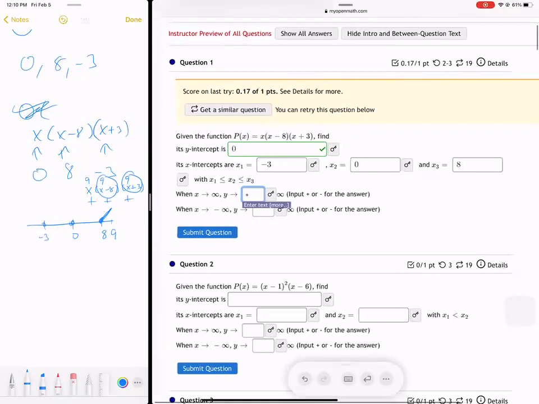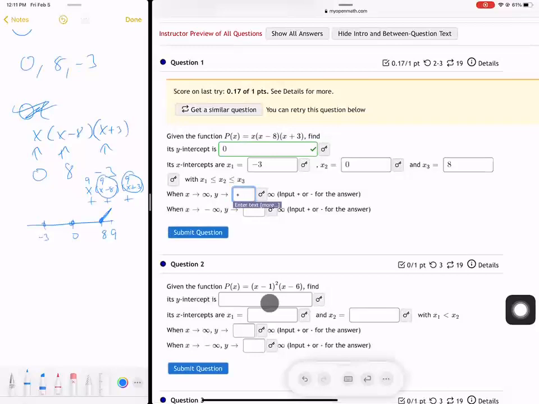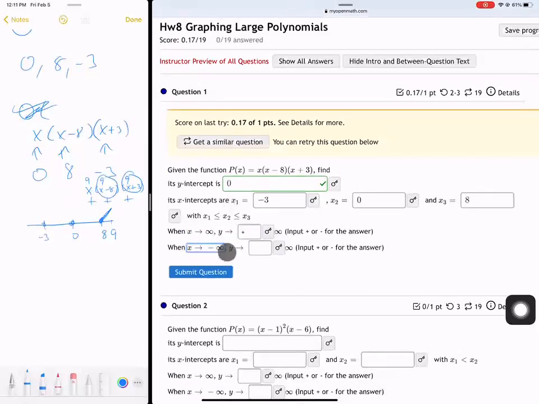How about on the left side? As x gets closer to negative infinity here, see that's negative infinity? That means we're going to the left. Let's take a look at the graph. If I go to the left now, what's a negative, negative, negative? Negative times negative stays negative, so we know we're going to go down here.